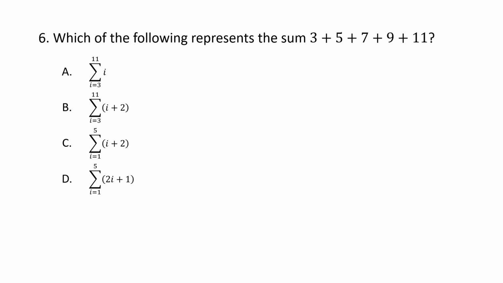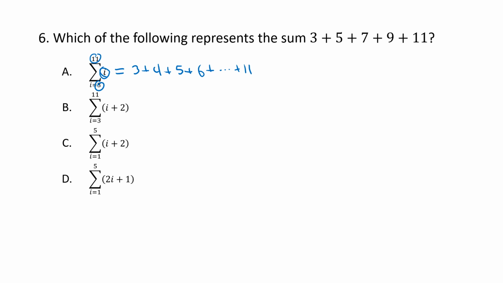Okay, this one's talking about sigma notation. So what we can do here is, because it's multiple choice, we can just figure out what this sigma notation represents. So for A, my sum starts at i equals 3 and ends at i equals 11, and the formula that I'm plugging into is just i. So this is going to be 3 plus 4 plus 5 plus 6 all the way up to 11, and that's not right because my sum skips over the even numbers, so that's not correct.